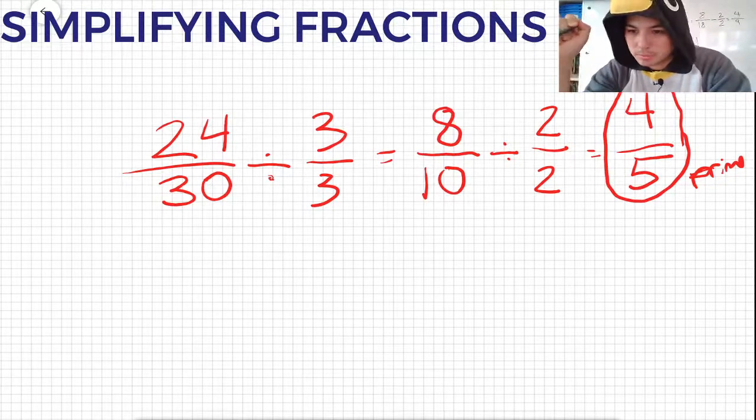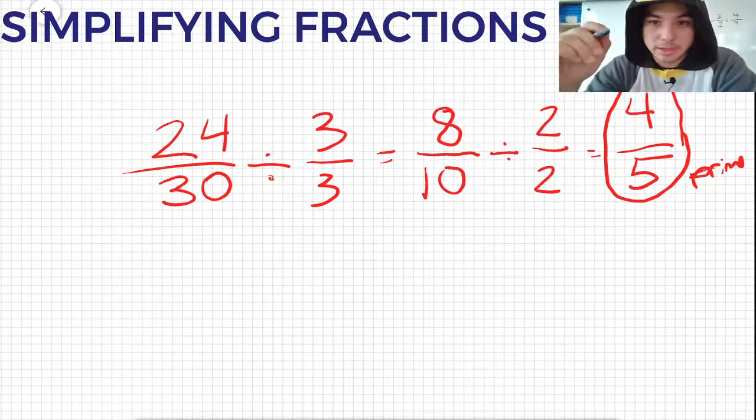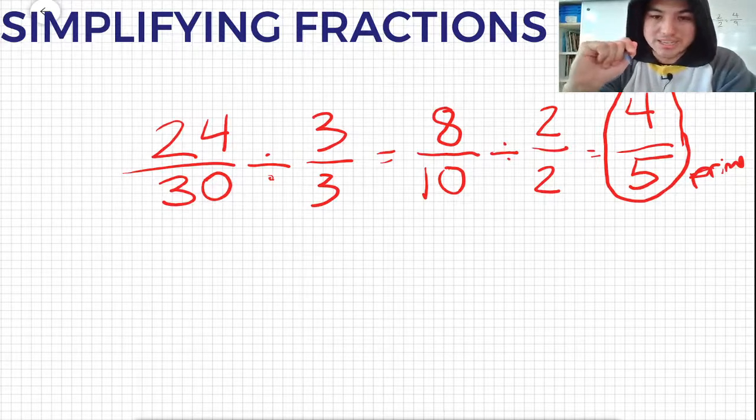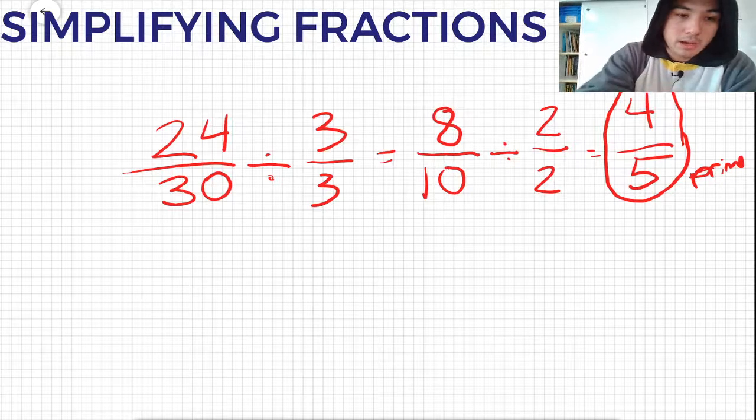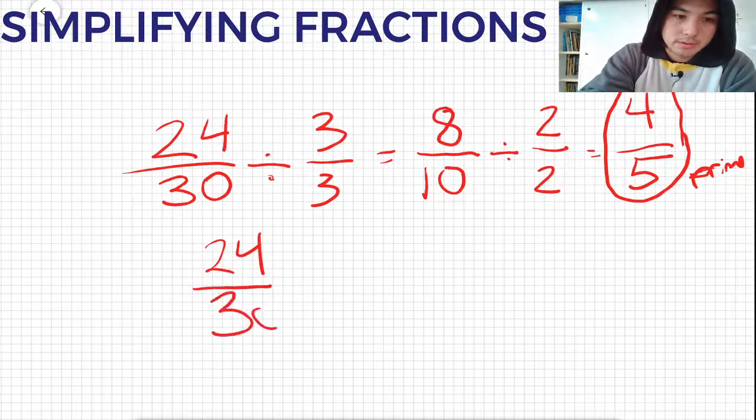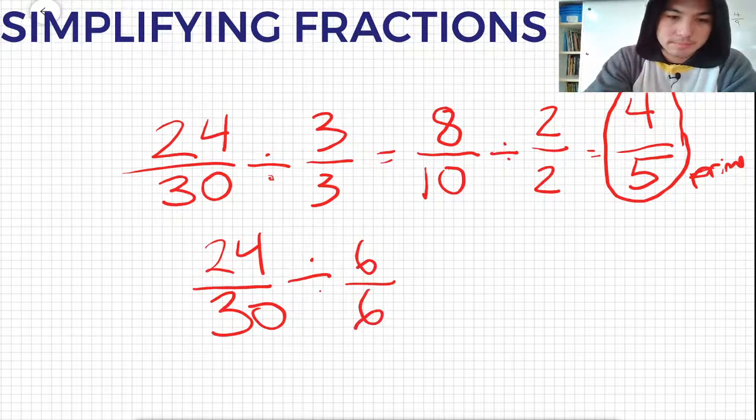And I saw Lily in the comments going, well, couldn't you just do it by 6 using 6/6 directly? I bet you can. 24/30 divided by 6/6.